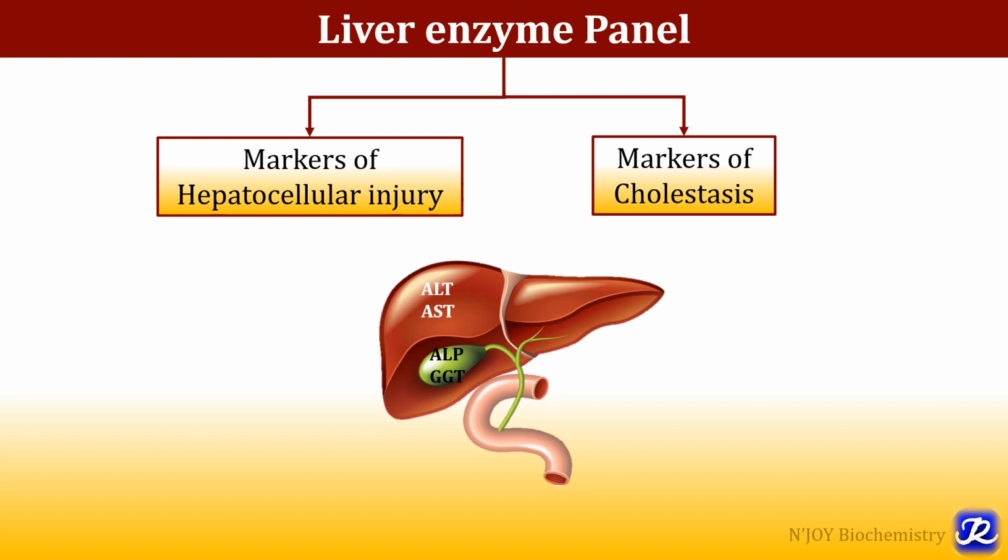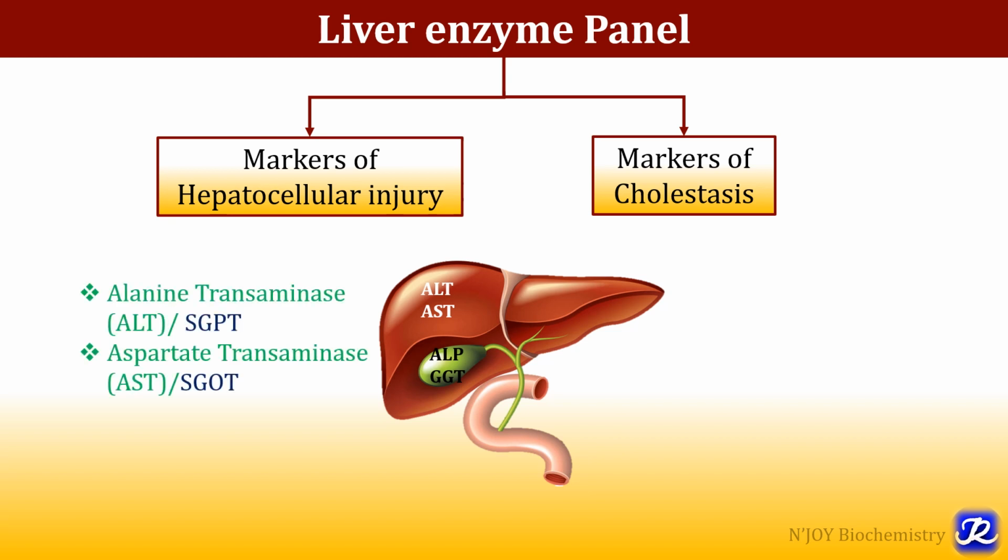Now coming to the liver enzyme panel, the enzymes which are indicative of liver damage are of two types. The first are markers of hepatocellular injury, and the others are markers of cholestasis. Which are the markers of hepatocellular injury? Those are alanine transaminase, also called alanine aminotransferase, that is ALT, previously called SGPT. The second is aspartate transaminase or aspartate aminotransferase, also called AST, previously called SGOT.